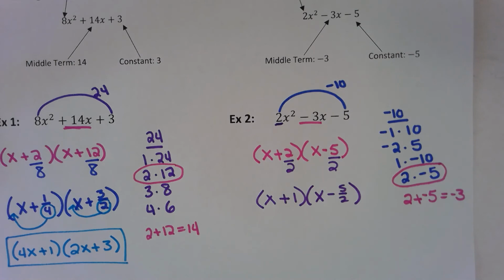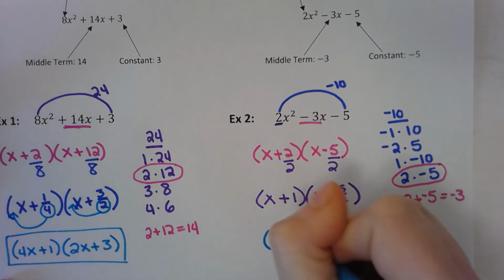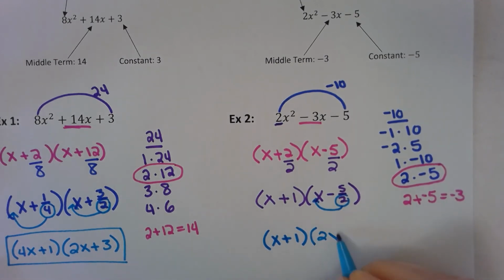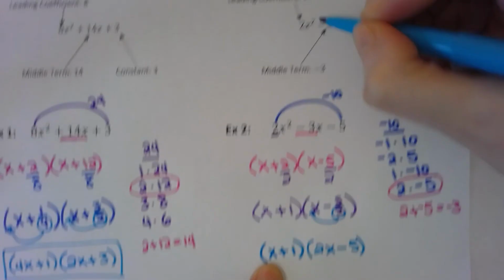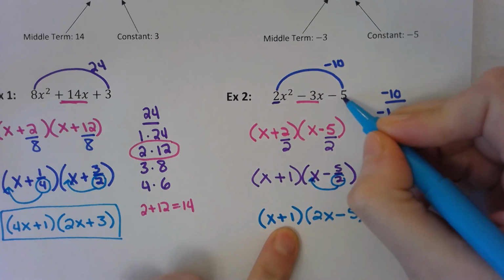Okay, so we've got one more step because we do not want to leave any fractions in here. The x plus 1 moves down just like it would. And on the next one, I take the denominator, move it in front of the x, and leave the negative sign where it is. So 2x minus 5. And if I just very quickly check first and last, 1x times 2x is 2x squared, right up here, that one. And 1 times negative 5 is negative 5.